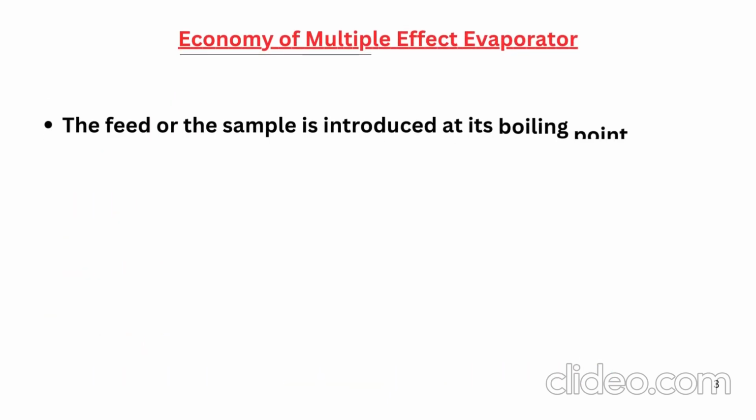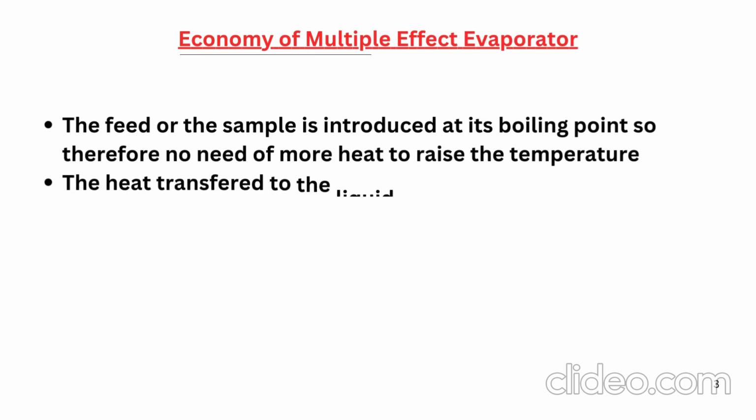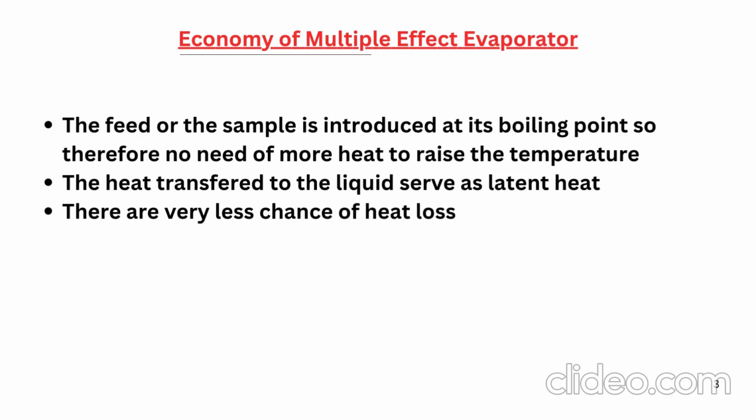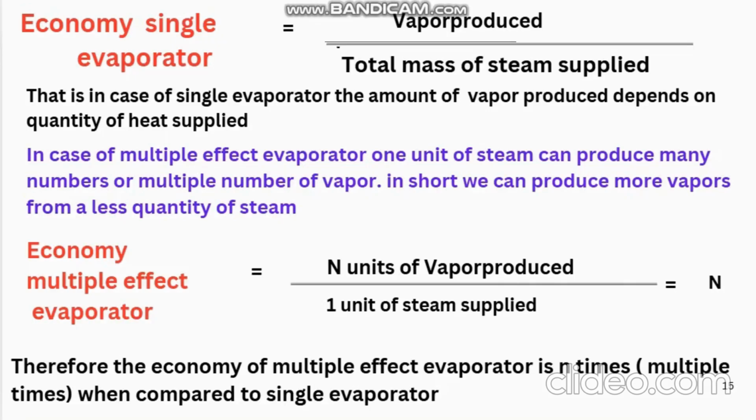Economy of multiple effect evaporator: the feed or the sample is introduced at its boiling point into the evaporator. Therefore, there is no need of more heat to raise the temperature. The heat transferred to the liquid serves as latent heat. There is very little chance of heat loss. So the economy of multiple effect evaporator can be easily understood by using the following equation. Here we are going to compare the economy of multiple effect evaporator with the economy of a single evaporator.